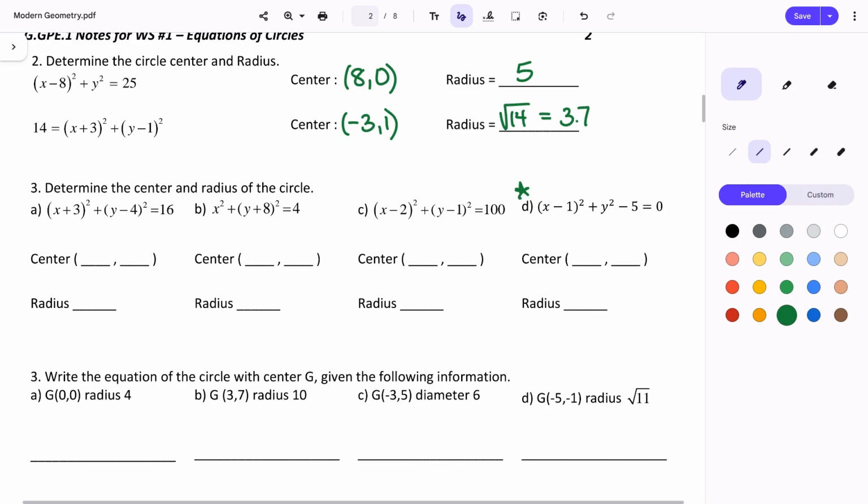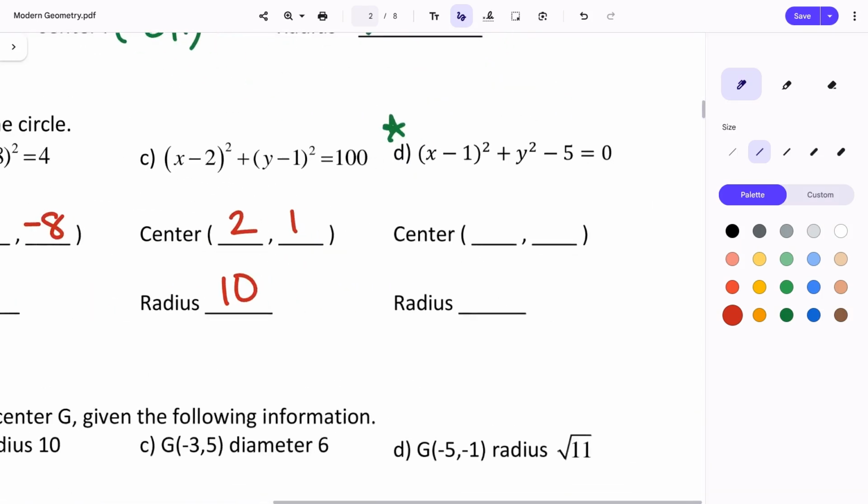Okay, let's start going through these. For 3A, what'd you say the center was? And the radius? 4. Very good. For B? 0, -8. Radius is 2. Okay, how about for C? 2, 1. Radius? 10. Great. Okay, those should all have been fairly straightforward. You're just pulling opposite signs for your center, square rooting that last number.